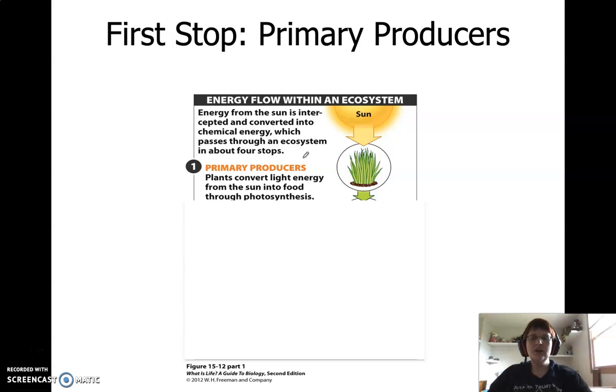primary producers. So I talked in the first lecture for this chapter about primary productivity. Well, this is where that term comes from, primary producers. So primary producers are just plants. So plants are going to take that sunlight energy and turn it into food through photosynthesis. So that's our first stop for our energy in an ecosystem. So energy from the sun to plants.